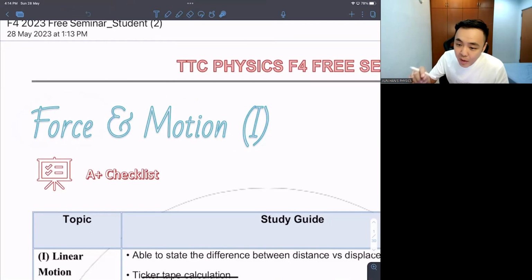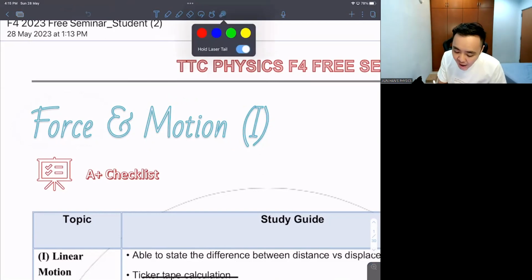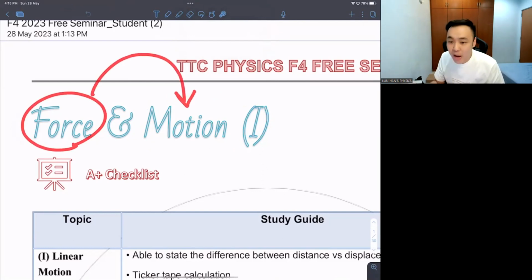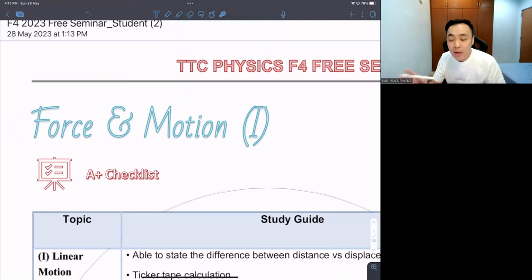Think about it. If you want an object to move, what do you need to do? You push it, exactly. Now, what does it mean by push? You apply force, exactly. So in a way, I can say force causes motion. You push something, it moves. You push something, it accelerates. So of course, you have to learn this one first.